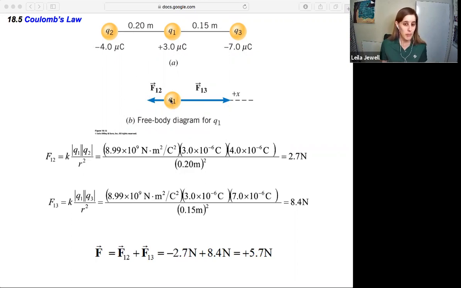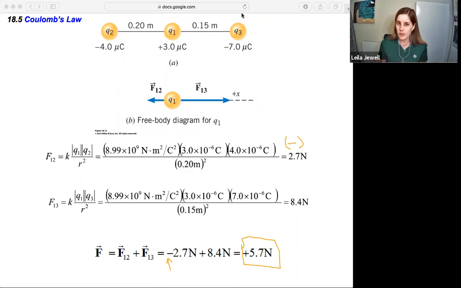So if we want to combine these, because they are in opposite directions, and F12 is in the negative x direction, we need to specify that it is in the negative direction. So when we add vectorially F12 and F13, we have to add negative 2.7 newtons plus positive 8.4 newtons. So the net force is some number in between them, 5.7 newtons, because the two forces are acting against each other.